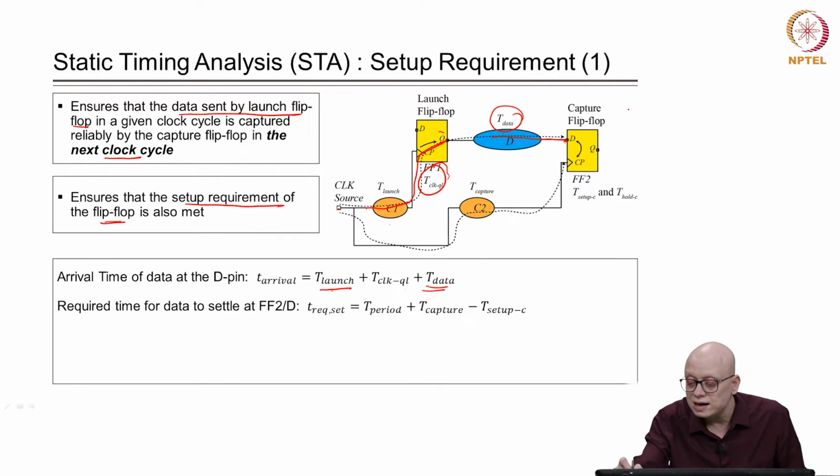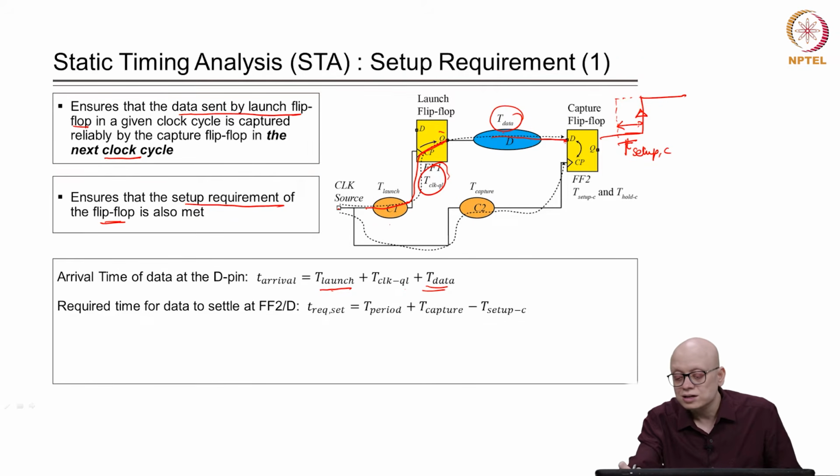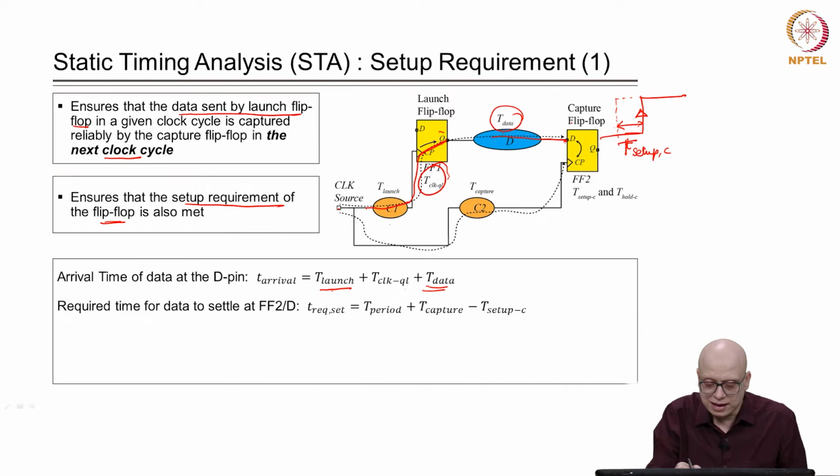So, we have seen that if there is a clock edge, we are not allowed to make any change in data for the time that is known as T setup. For T setup duration, we cannot make change in the data. So, data should arrive before this, it cannot arrive later than this, and therefore, the required time is T period.